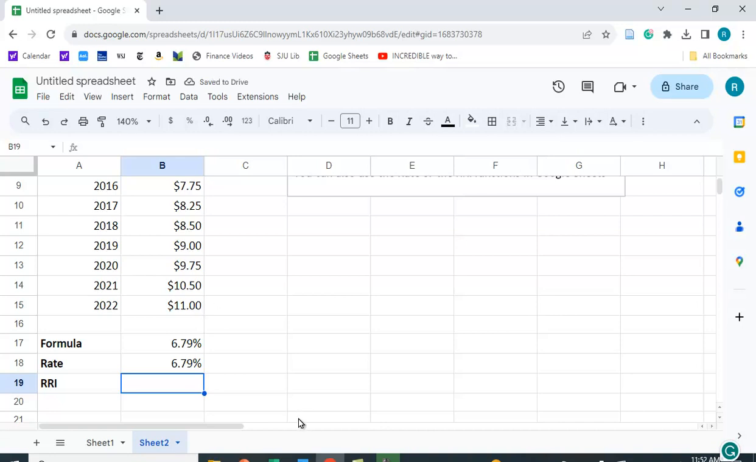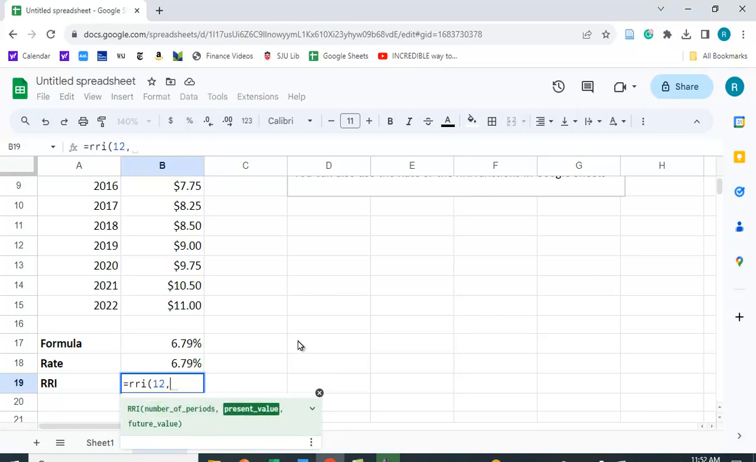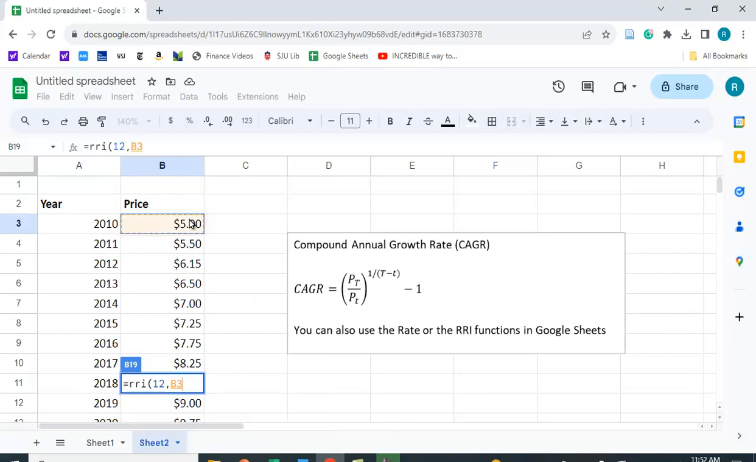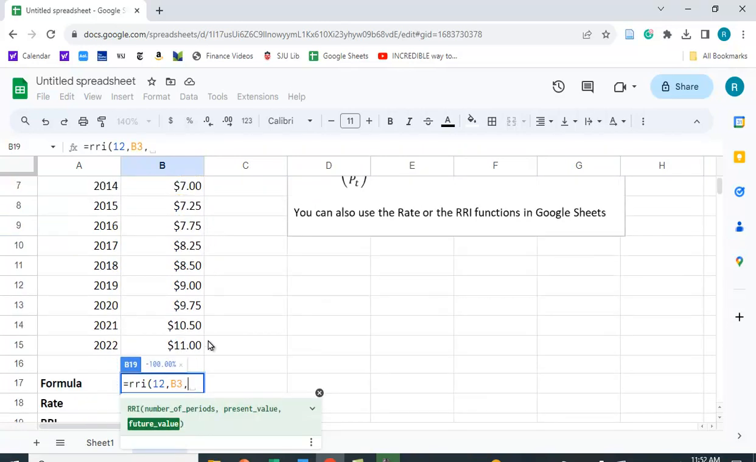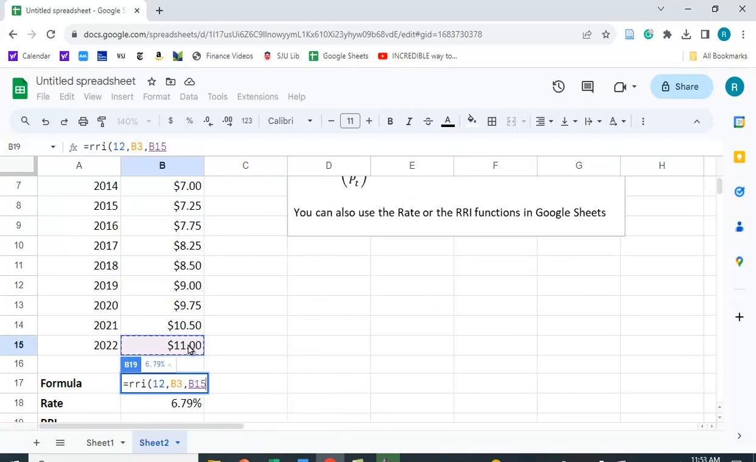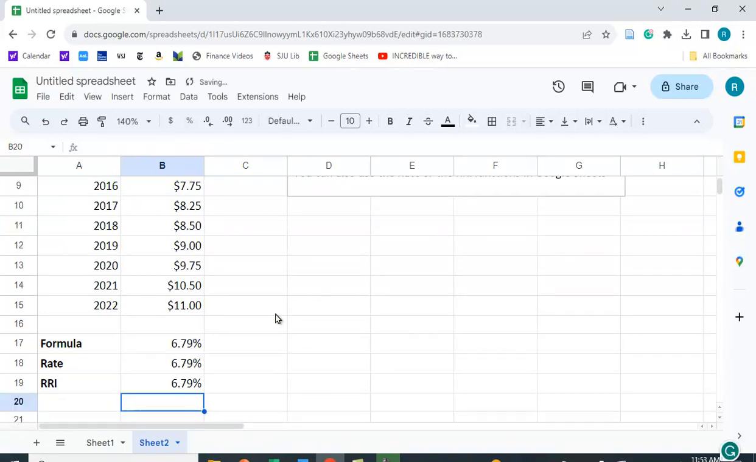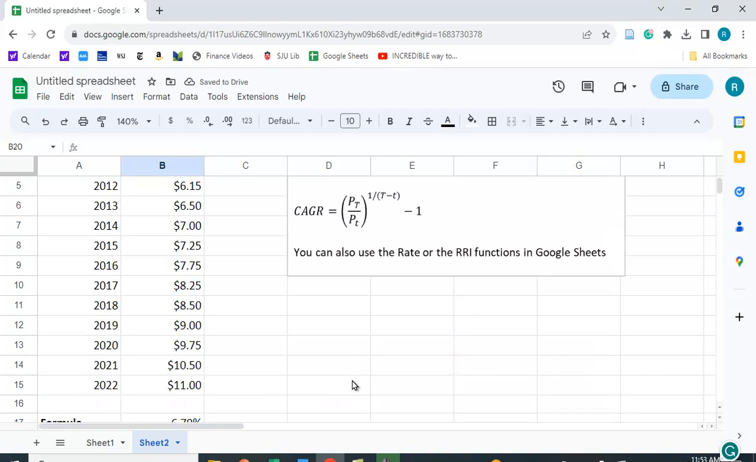You can also use the RRI function. It's going to ask for the number of periods, 12. Here you don't have to put in the negative. So you can just put in the beginning price and the ending price. And we should also get 6.79%. So these are 3 ways to do it in Google Sheets.